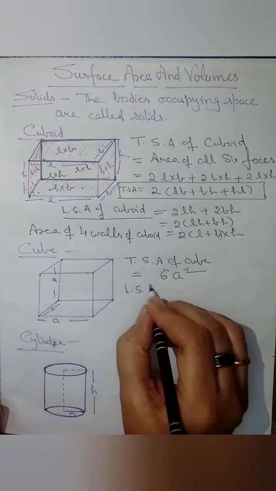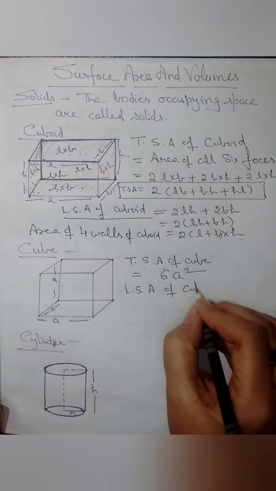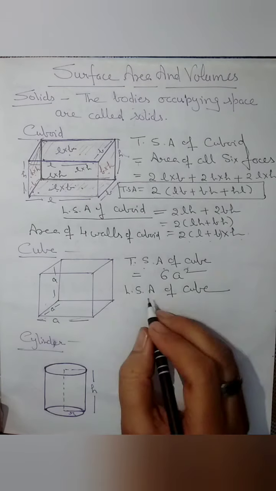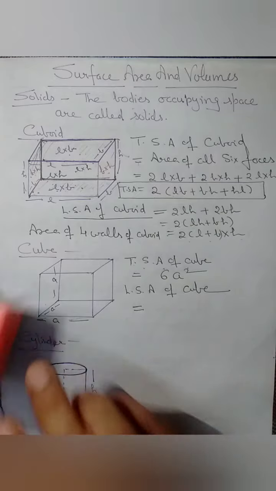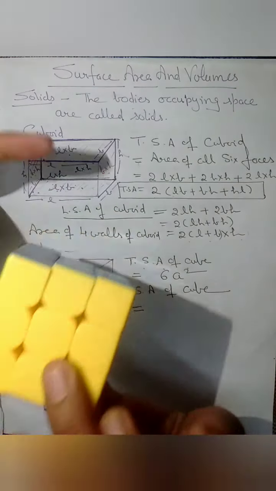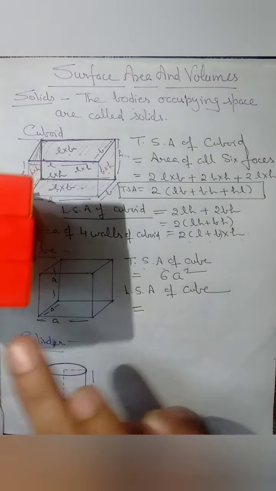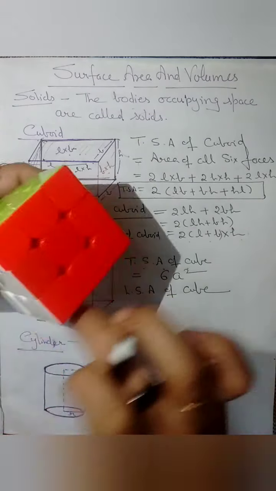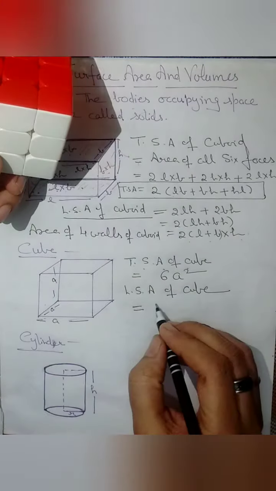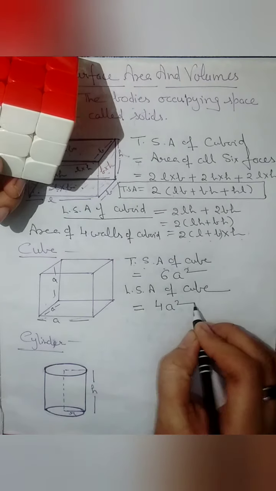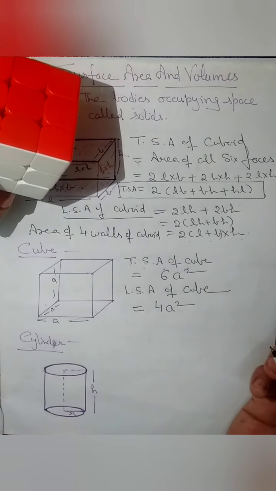Same way, LSA of cube. If you have to find lateral surface area of cube, then this top and bottom will be excluded. How many faces are left? 1, 2, 3, 4. Side faces are called lateral faces. Means LSA of cube will be 4A square.